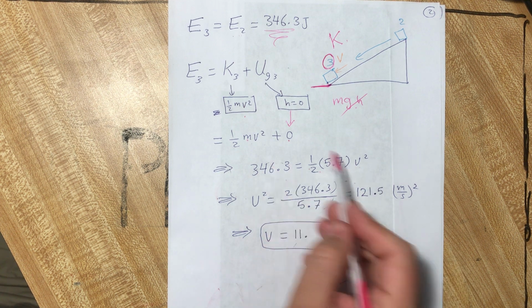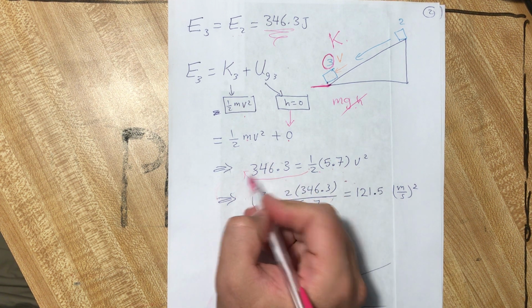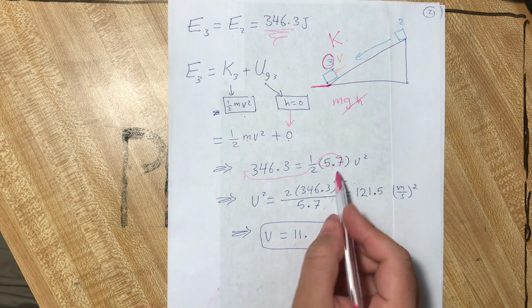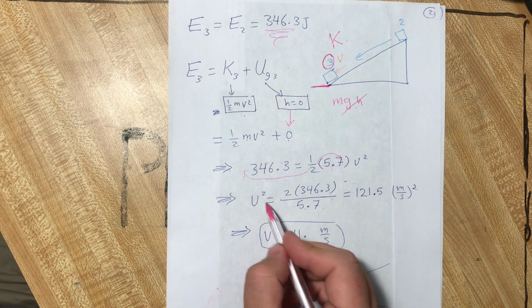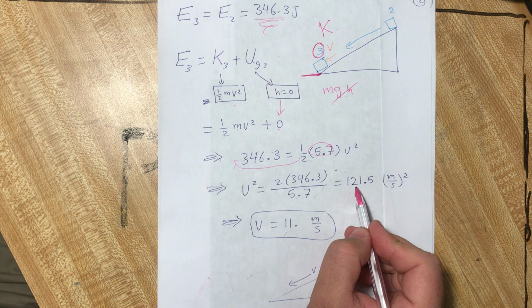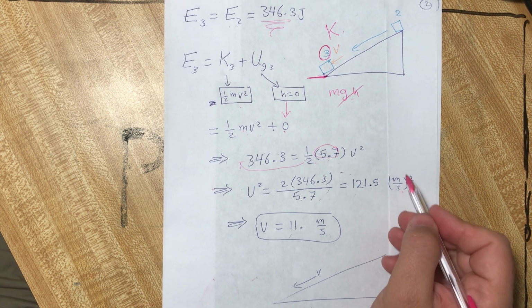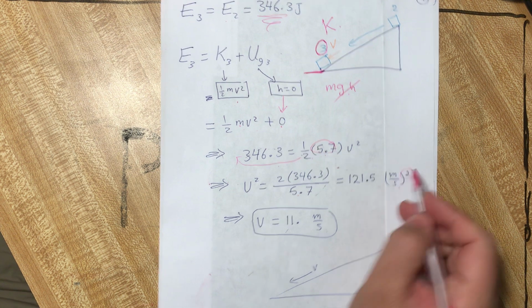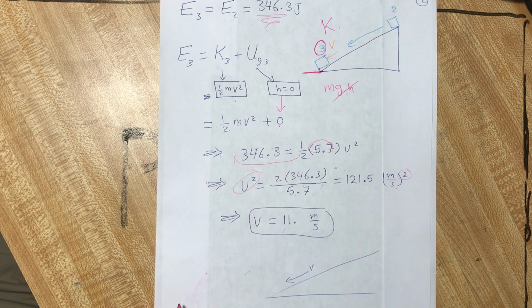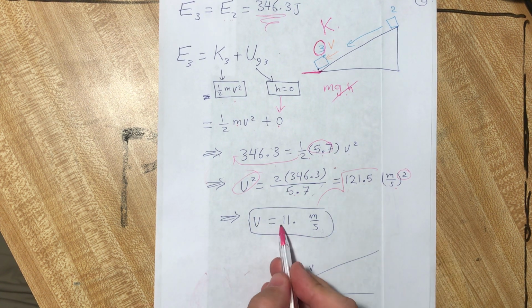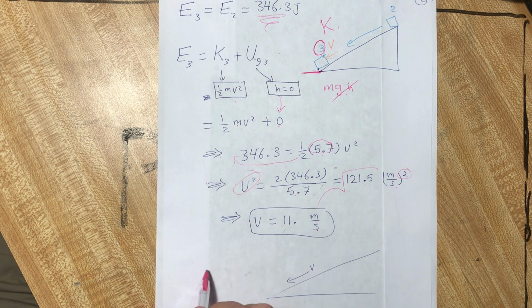Okay, we multiply by 2 and divide over this quantity, then the velocity squared is equal to 121.5 meters squared per second squared, as we told you before. The root of this value is approximately 11 meters per second, okay? We need to find that positive value.